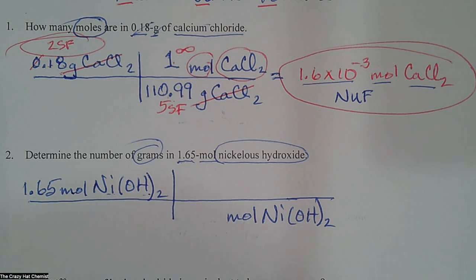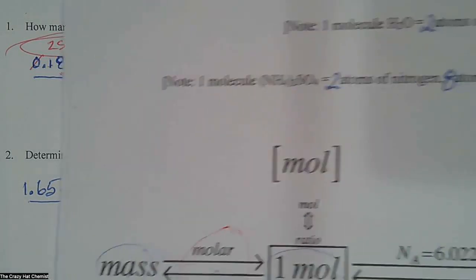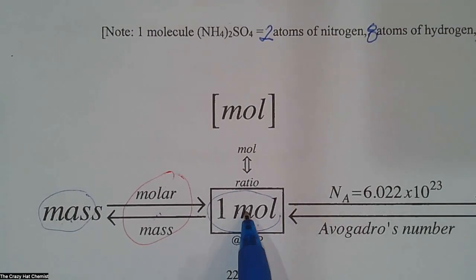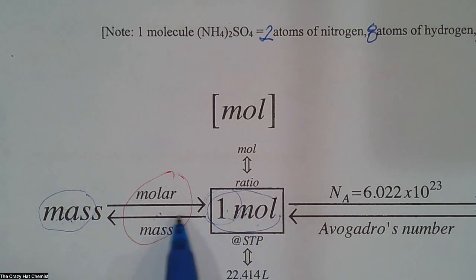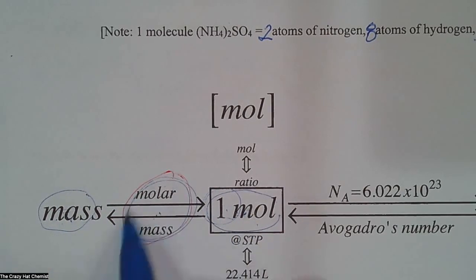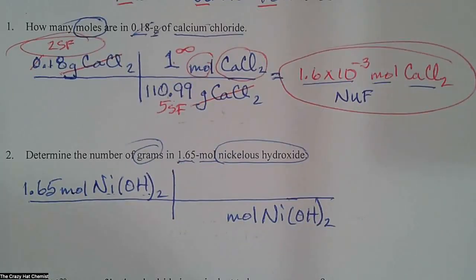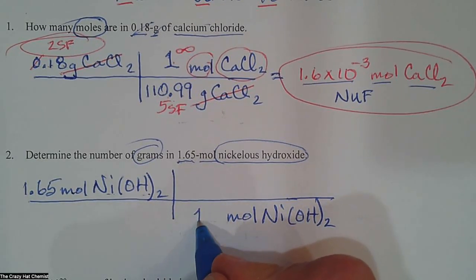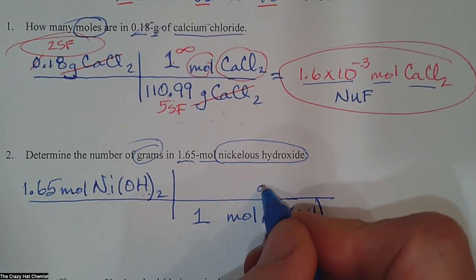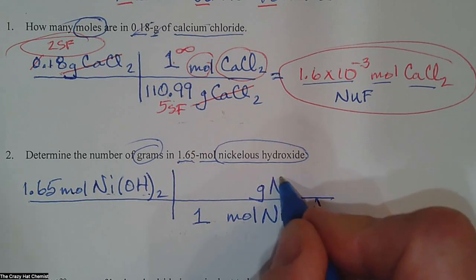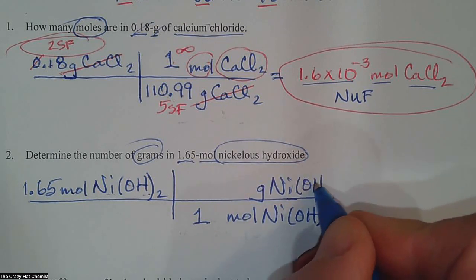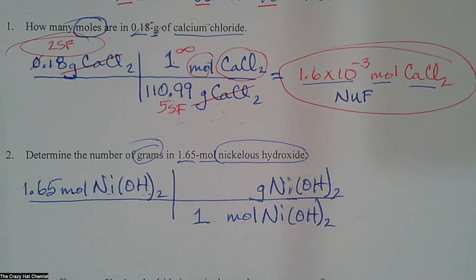And then we're going to look on our flow chart right over here. So on our flow chart, we have moles to mass, and the number in front of the mole is a 1. And the conversion between moles and mass is the molar mass. So I need to calculate the molar mass. So it's going to be 1 mole in front of the mole, and then grams for the nickel hydroxide, just like this. And now we need to calculate the molar mass of nickel hydroxide.